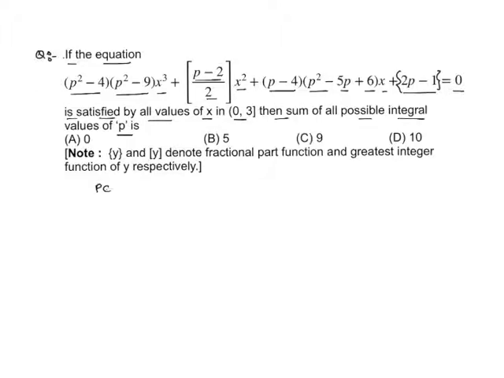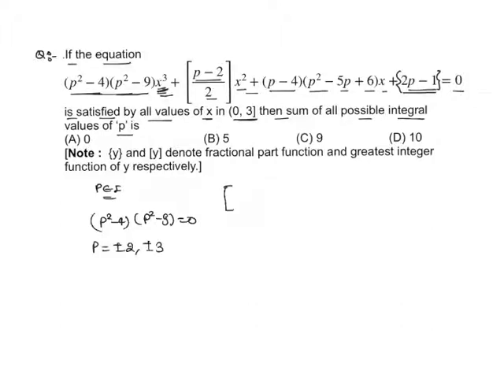First, it is given that p belongs to integers. Second, this equation is satisfied by x belonging to the open interval (0, 3). That means there are infinitely many values, so this equation is satisfied by infinitely many values. We know if an equation has more solutions than its degree, that equation becomes an identity. In an identity, all the coefficients become 0 and the constant term also becomes 0. So from here, (p² − 4)(p² − 9) should be 0. From there we get p equals ±2, ±3.